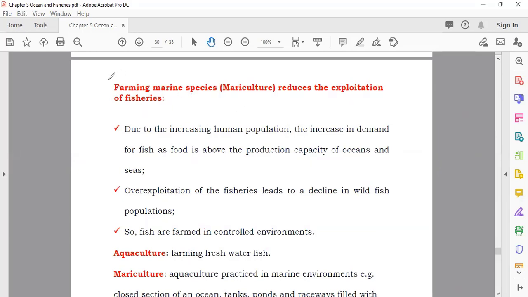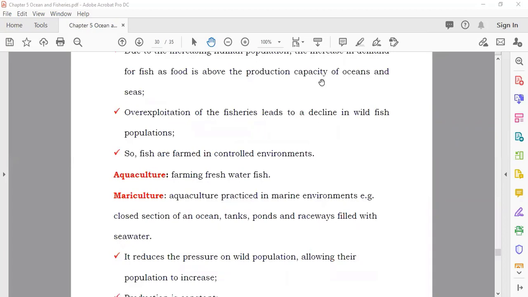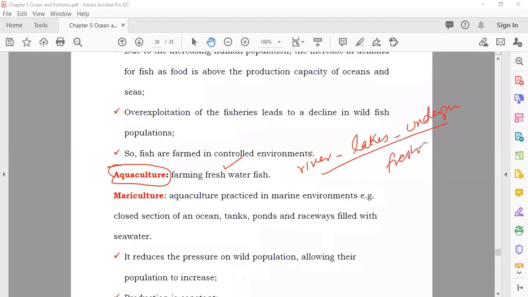Whenever they're talking about farming the marine species, that is divided into two categories. Number one, aquaculture. Number two, mariculture. Mari comes from marine. Marine means sea life. When they're talking about the sea, they use mariculture. Whenever you grow fish in fresh water, that is known as aquaculture. Fresh water, the rivers are also fresh water. Your lakes are also fresh water. The underground water is also fresh water. All these are fresh water.